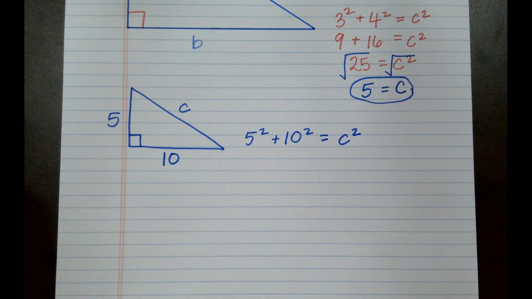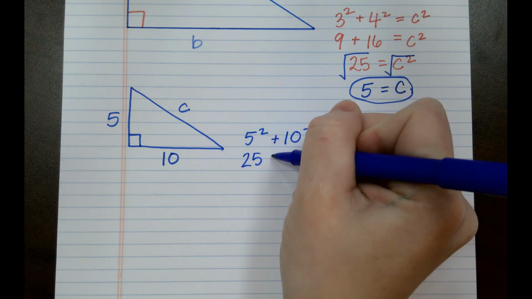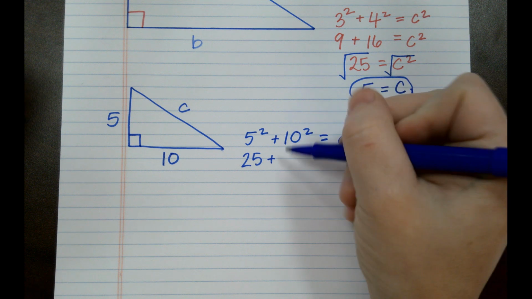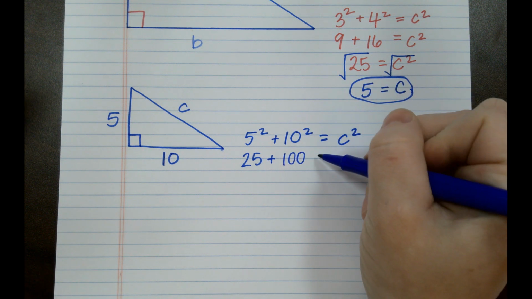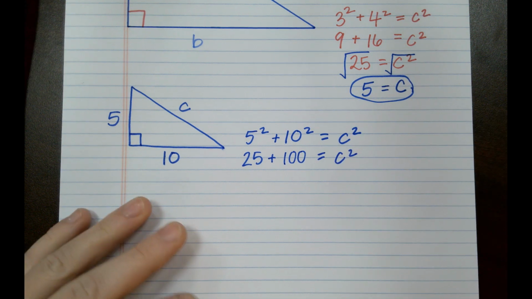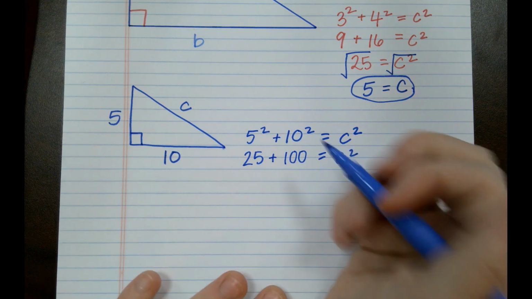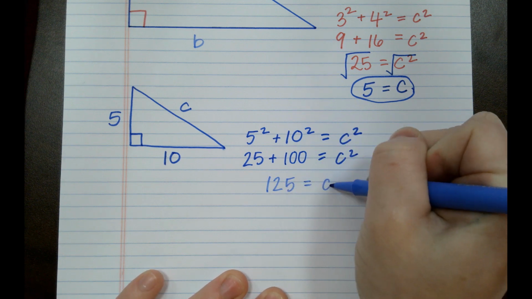5 squared, 25, plus 10 squared, 100, equals c squared. Okay. What do we do next? Perfect. What's 25 plus 100? 125 equals c squared.